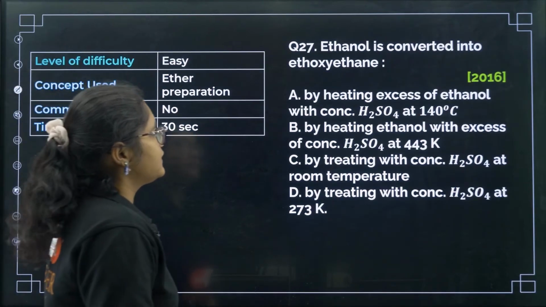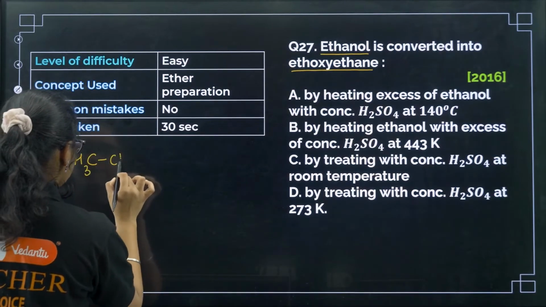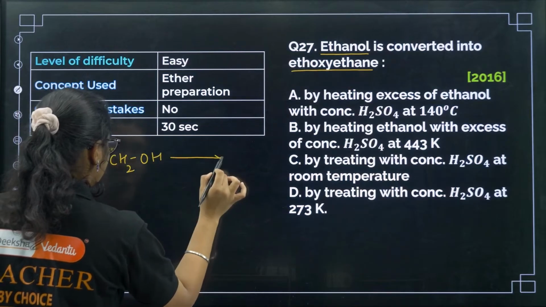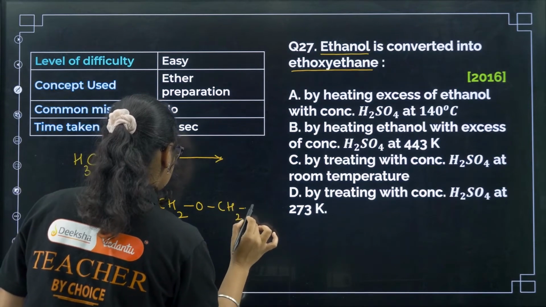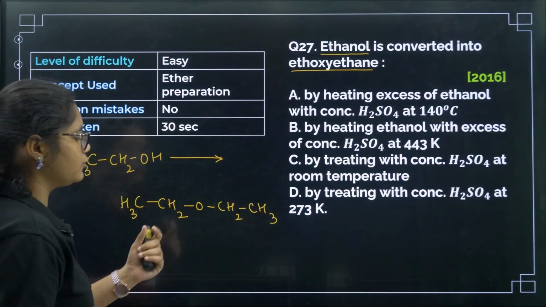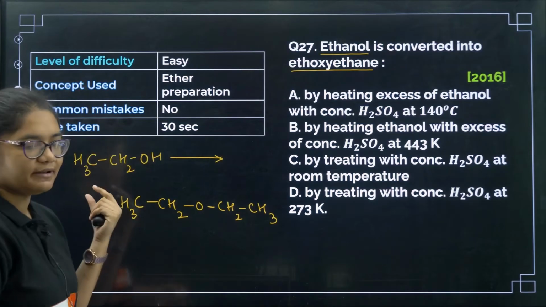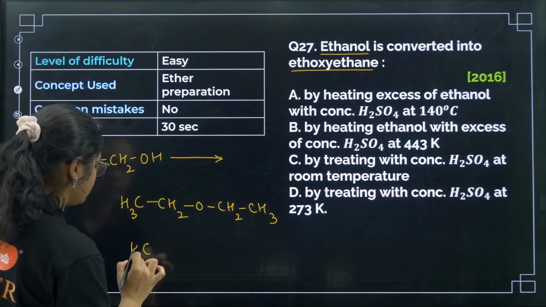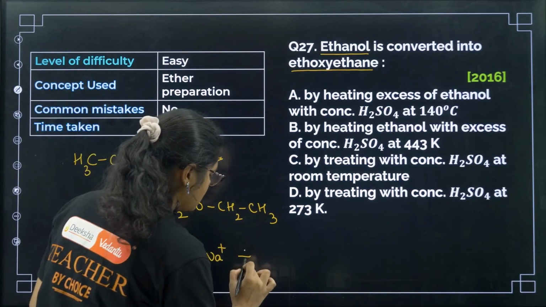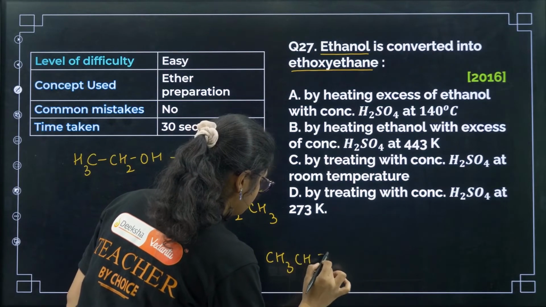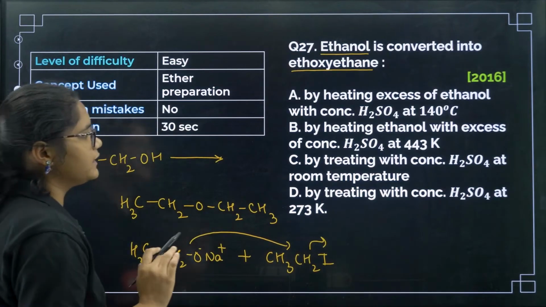Next, ethanol is converted to ethoxyethane. How can we do this? For this we need Williamson ether synthesis. First I need to convert it to ethoxide ion, then I need an iodide. If I take it like this, then this one can attack here and this one can go. So first of all we need ethoxide ion.